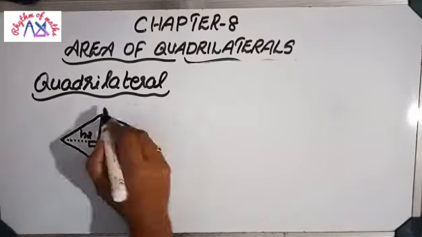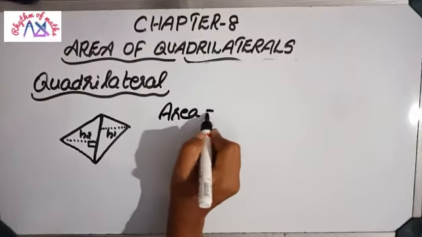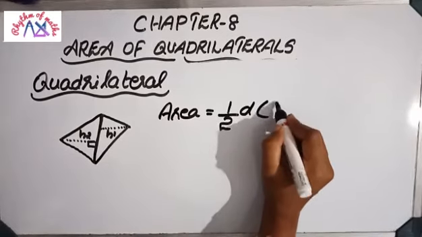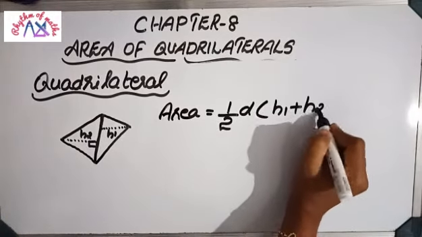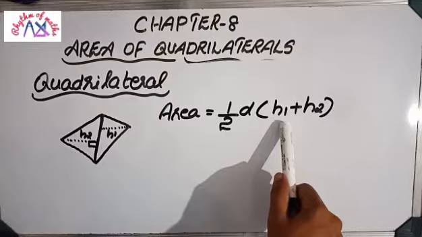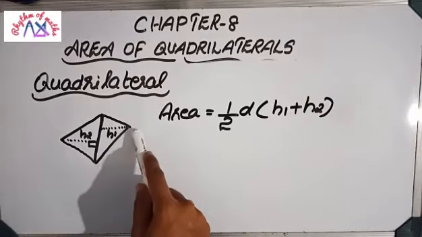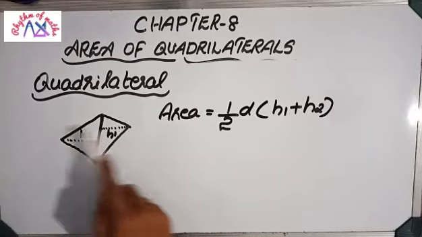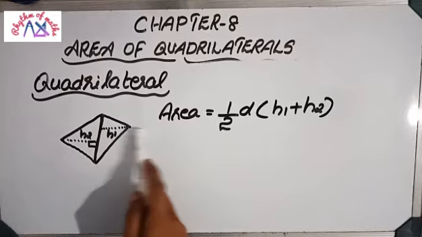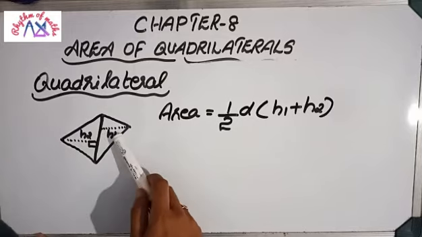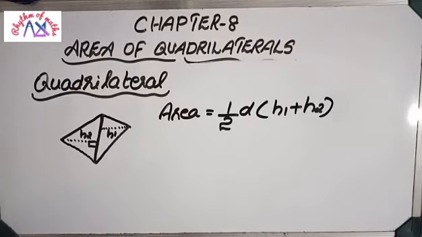So the equation to find area of a simple quadrilateral is half d, where d means diagonal, half d into h1 plus h2. This is the equation to find area of a simple quadrilateral. That means h1 and h2 are the perpendicular distances from the opposite vertices to this diagonal. Two opposite vertices are there for this diagonal, so towards these two vertices we can draw perpendicular 90-degree lines. So that is h1 and h2. So half d into h1 plus h2 is the equation to find area of a quadrilateral.